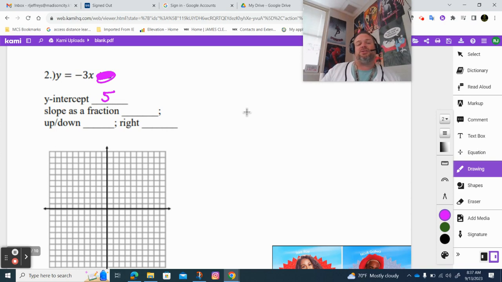Now, our slope is -3. How do we write -3 as a fraction? Very good. Say it louder for the people in the back. -3/1, they said. All right, so this means that we are going to go down 3 and to the right 1.